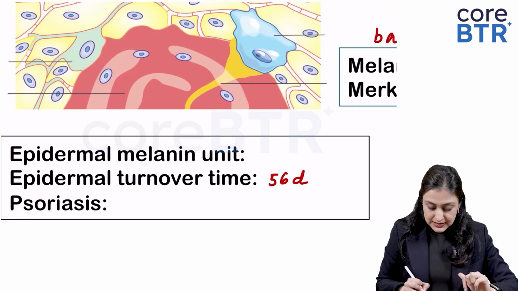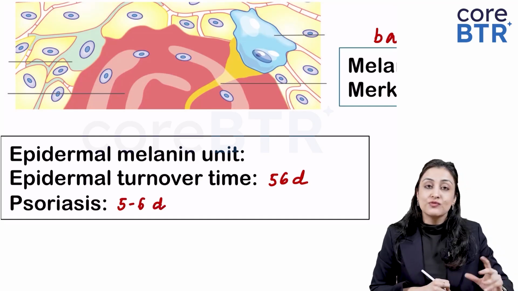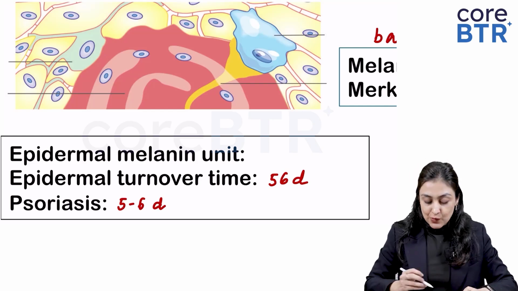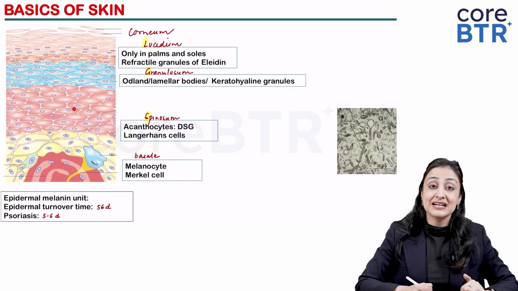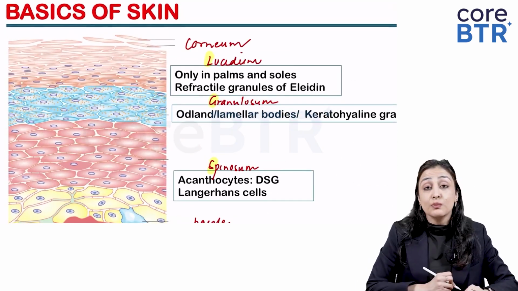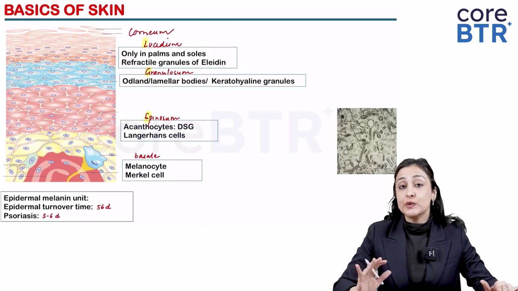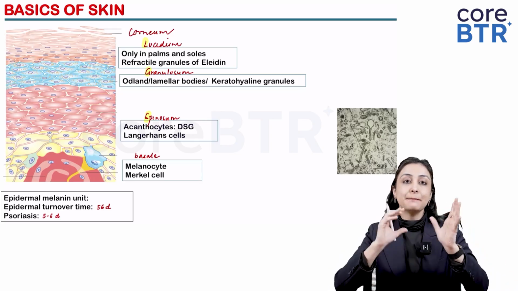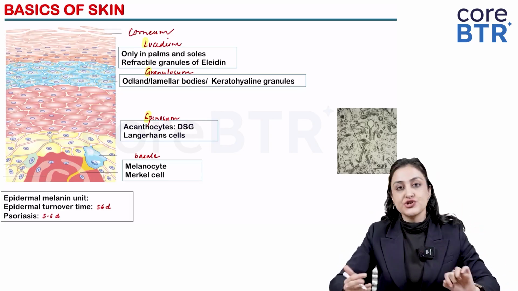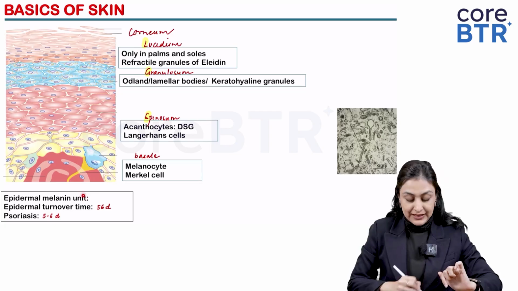But in psoriasis, this 56 days becomes 5 to 6 days, very, very short. So because of that, what happens now? If you do a 56-day syllabus in 5 days, you agree there's going to be a lot of accumulation, backlogs. So that is why in psoriasis, we see hyperkeratosis, which is thickening, and parakeratosis, which is retention of nuclei. We will discuss that further, but remember that and why that happens.